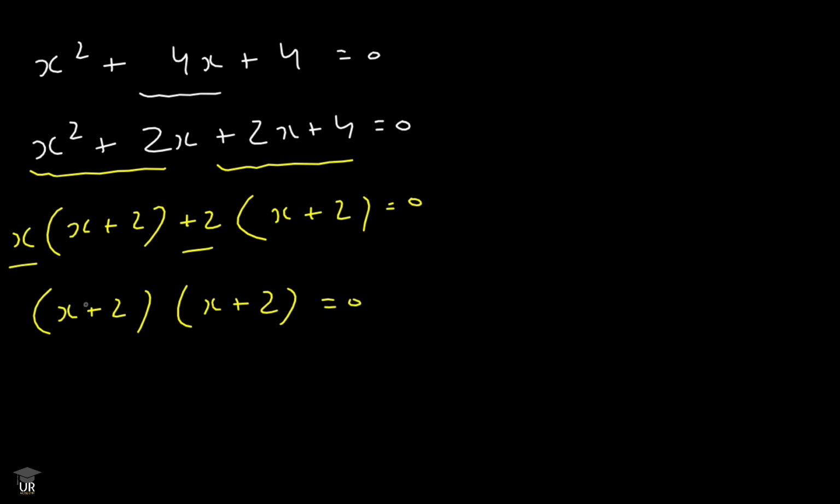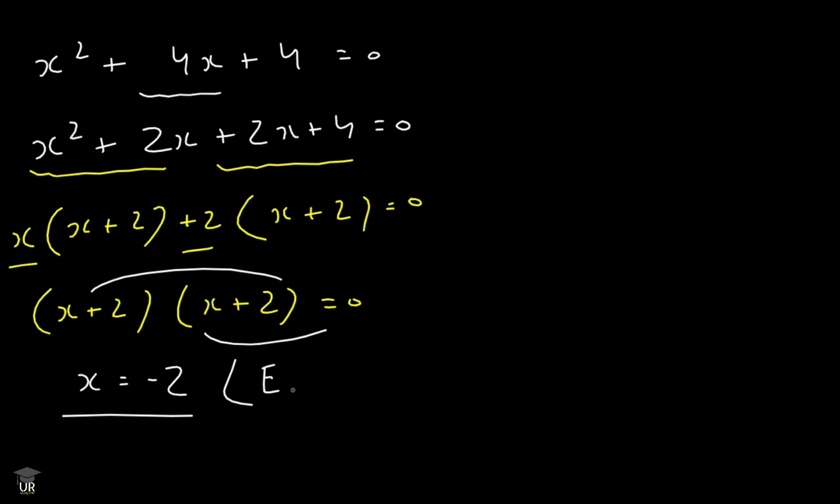So if we equate this and this with 0, you will see that the value of x turns out to be minus 2. For both of these, our value of x will be the same. So that means this is a case where we are having equal roots. So here we have only one value, minus 2. So that means this is a case of equal roots. So we would be having only one point of intersection.